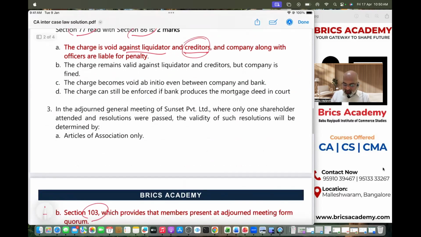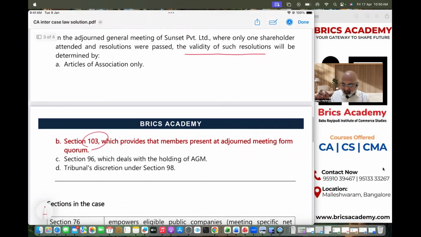Understood? Next, third question. In the adjourned meeting also the same thing happened. One shareholder attended and resolutions were passed. The validity of such resolution will be determined by whom? Section 103, not the company. It provides that members present at the adjourned meeting form quorum, even if only one member is present. Each question carries 2 marks, 6 marks.